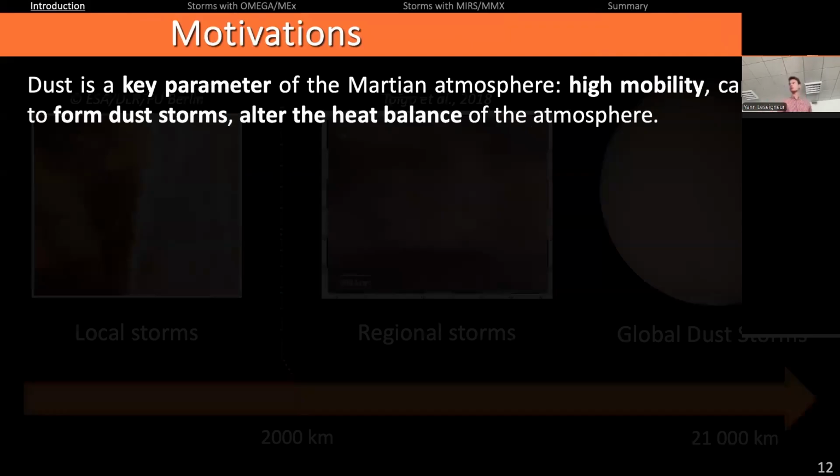So, some motivations for studying dust storms. The dust is a key parameter for the Martian atmosphere that notably alters the heat balance, and this dust is highly mobile and has a strong capacity to form dust storms, as we will see. So it's really important for climate models to understand this dust and the dust storms.